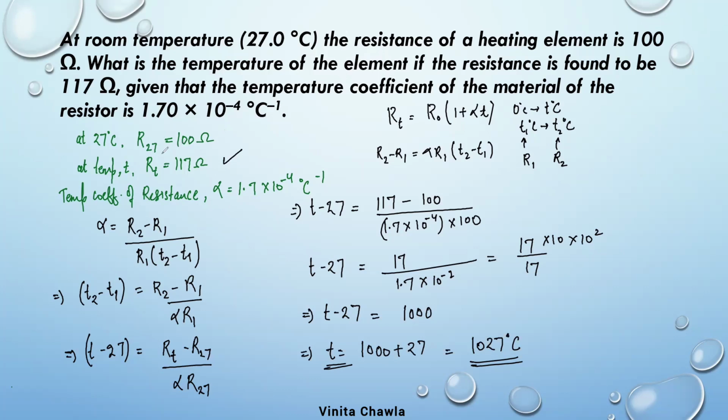So you can see when we increase the temperature, resistance also increases for a conductor. And because this is a heating element, it might be an alloy, so there is a small change in resistance. If this is a conductor, then there would be greater change.